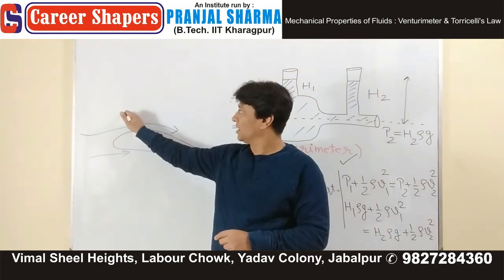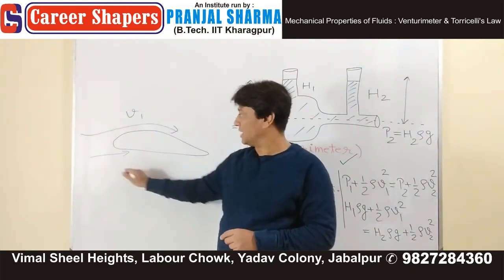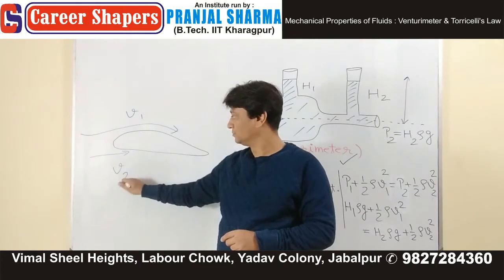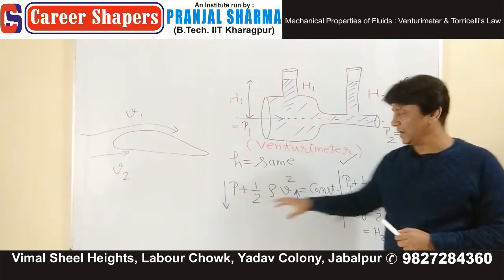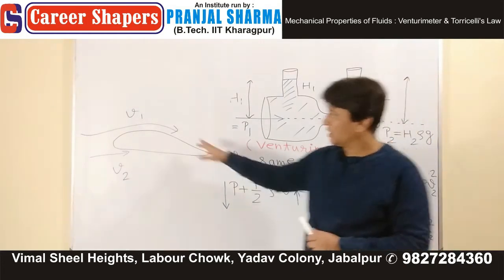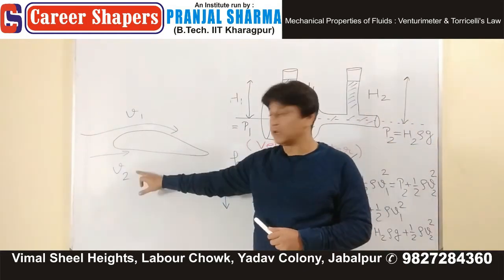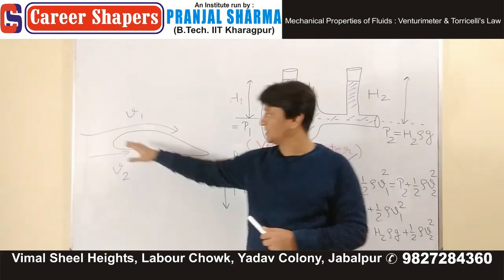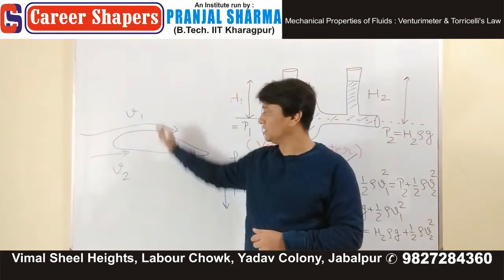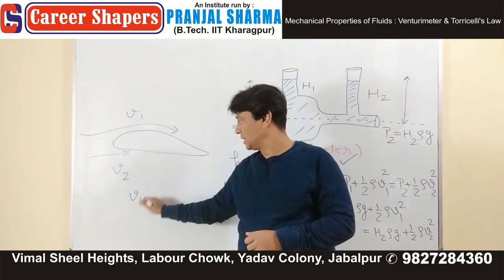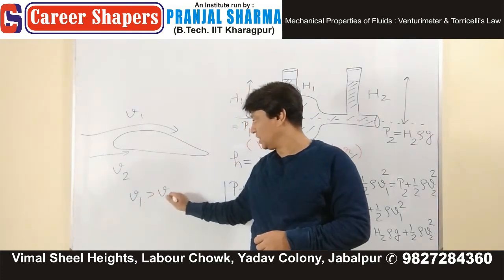Now, if this is V1 and this is V2, let's relate with this. This is V1 and this is V2. I said that it's an easy flow of air. It's an easy flow of air, that means V1 is greater than V2.